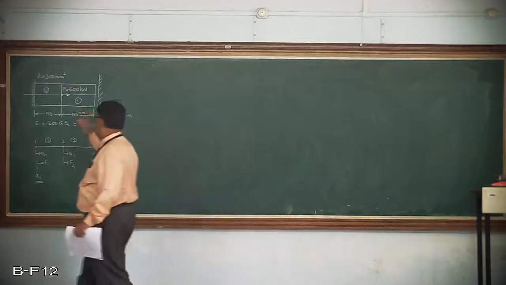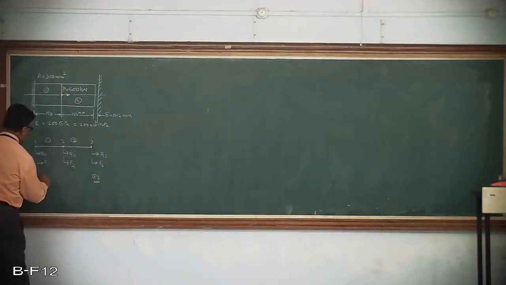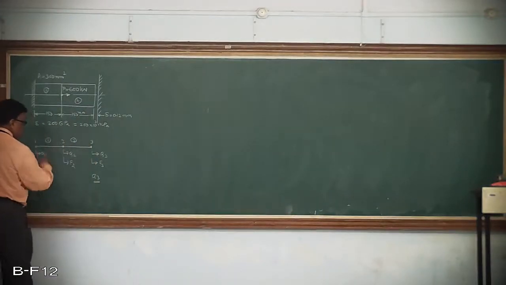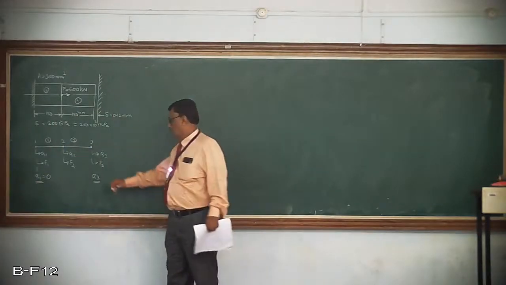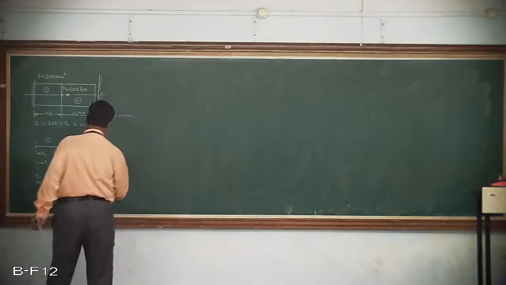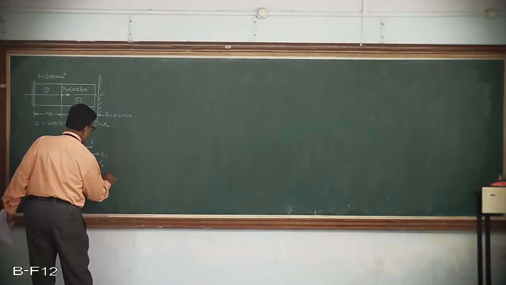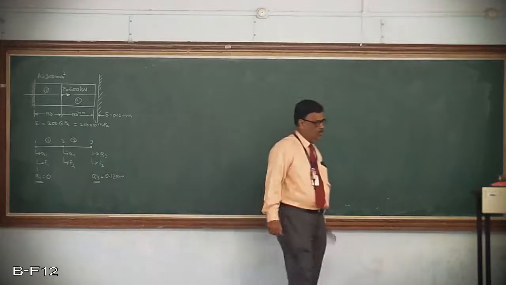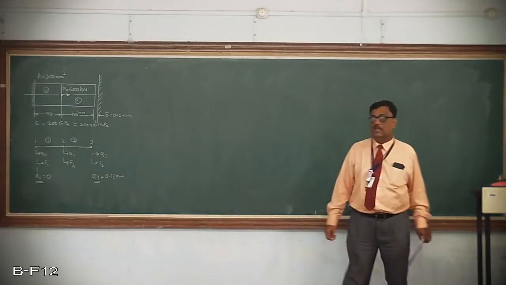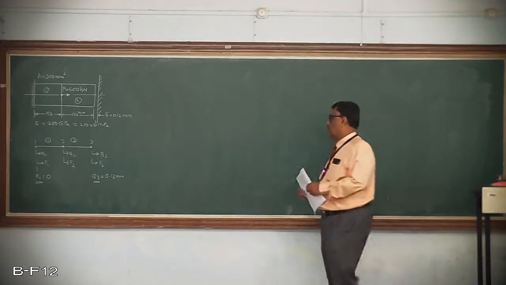But you can see from the figure that A1 is obviously 0, because it is fixed, Q1 is 0 and A1 is also 0. Whereas in the third case, at the third node, A3 is definitely not 0 because this is not fixed. There is a small gap of 0.12 mm, which is called the specified displacement. So we need to take A3 equal to 0.12 mm.